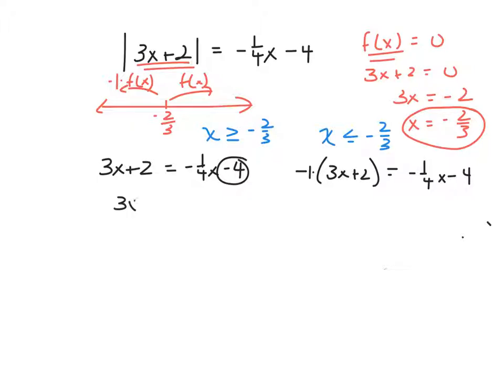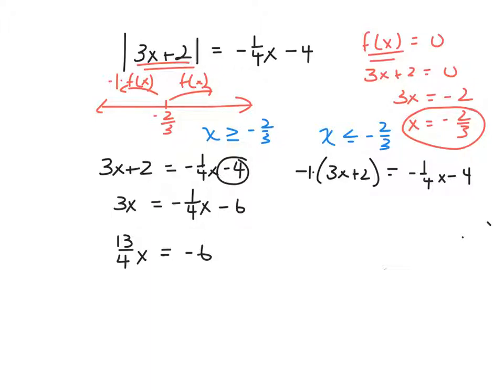I get 3x is now equivalent to negative 1/4 x minus 6. Take away 2 from negative 4, you get negative 6. Next step, I'm going to add 1/4 to both sides. And when I add 1/4 to both sides, that's going to give me 13 over 4x equals negative 6.